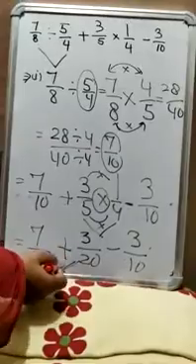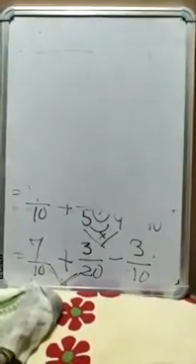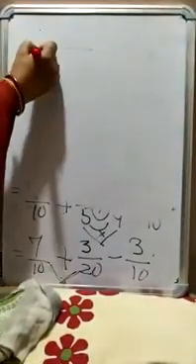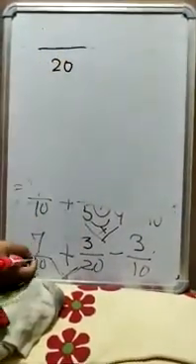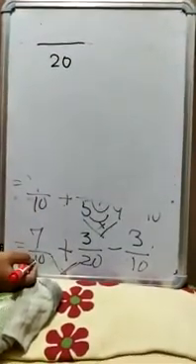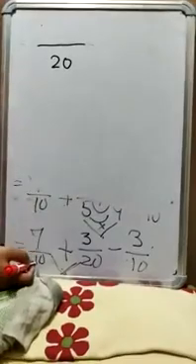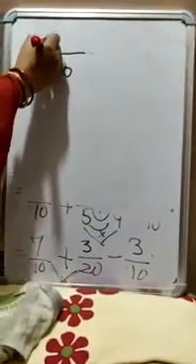We have to do addition, right? So here, 7 by 10 plus 3 by 20. So we will take the LCM. After taking the LCM of 7 by 10 and 3 by 20, we get LCM 20. Now 20 is divided by the denominator 10. We get 2 as a quotient. Multiply the numerator by 2. So 7 2s are 14.